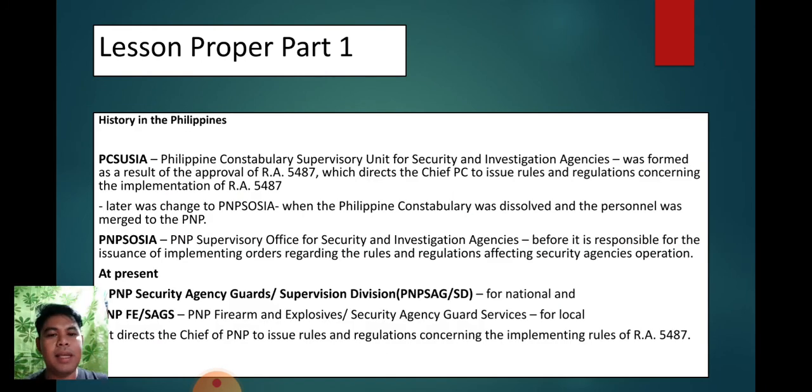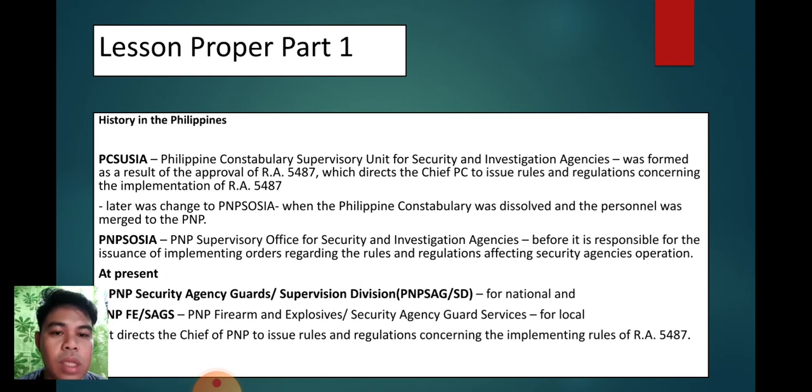So, going back to PC SOSIA, the Philippine Constabulary Supervisory Unit for Security and Investigation Agencies. It was a result of the approval of Republic Act 5487, class, which directs the Chief PC to issue rules and regulations concerning the implementation of Republic Act 5487. It was later changed to PNP SOSIA. As I already told you, when the PC was dissolved, it was absorbed and merged into the PNP. PNP SOSIA, the PNP Supervisory Office for Security and Investigation Agency, was before responsible for the issuance of implementing orders regarding the rules and regulations affecting security agency operation. At present, class, these are now called the PNP Security Agency and Guards Supervision Division, PNP SAGSD for national, and PNP PSAGs or SAGs for local.